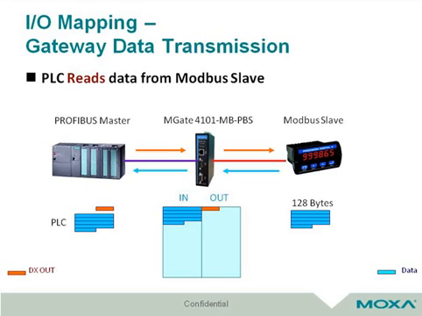Assuming there are 128 bytes of data coming from the Modbus slave, the data will be placed into the input section of the internal memory, and data output will be placed into the output section of the internal memory. Then, the Profibus master will read from the input block to get input data. We allocate blocks of memory to communicate.